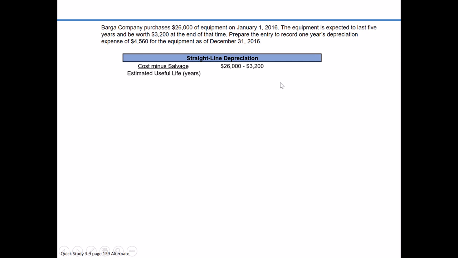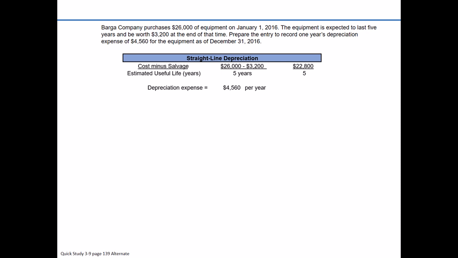So let's work through this. Cost of $26,000 minus salvage value of $3,200, equally divided by 5 years, the expected useful life. So that's $22,800. That's the total amount that we're going to depreciate, divided by the 5 years. And voila, magically, the amount of depreciation expense that we're going to record each year is $4,560. Every single year in straight line depreciation, we record the exact same amount of depreciation expense.